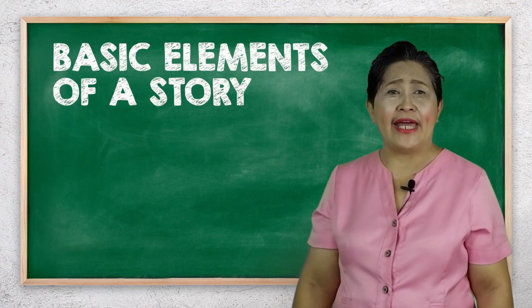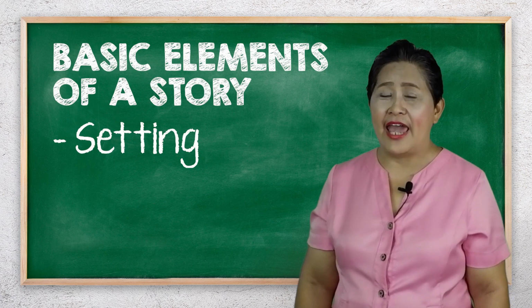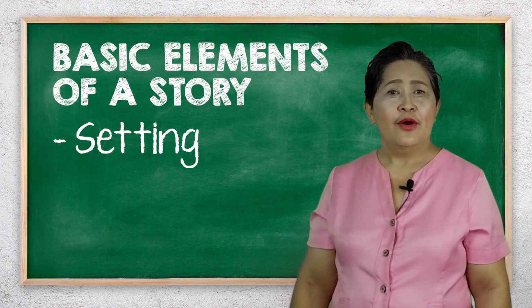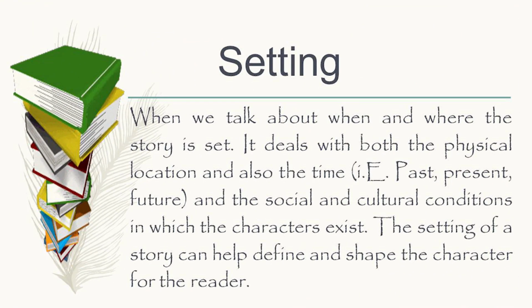When we talk about when and where the story is set, it's called the setting. Let's say it together: setting. One more time: setting. Setting deals with both the physical location and also the time, for example past, present, and future, and the social and cultural conditions in which the characters exist. The setting of a story can help define and shape the character for the reader.